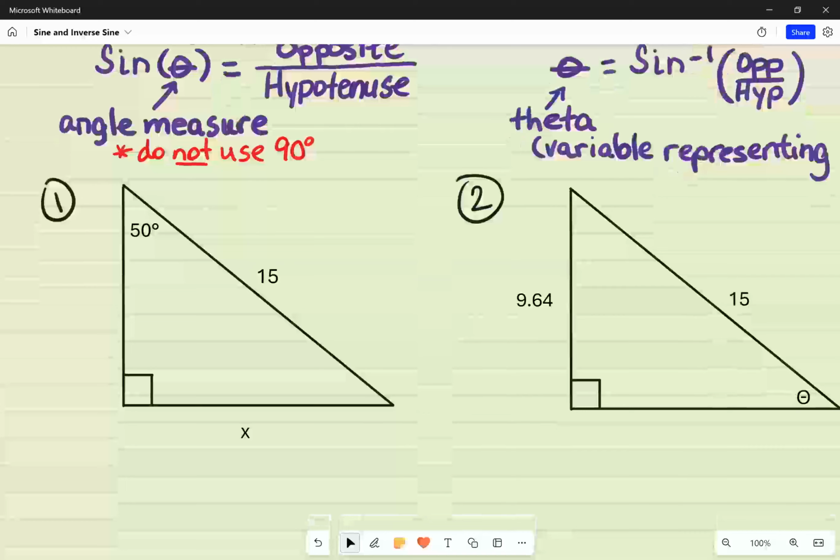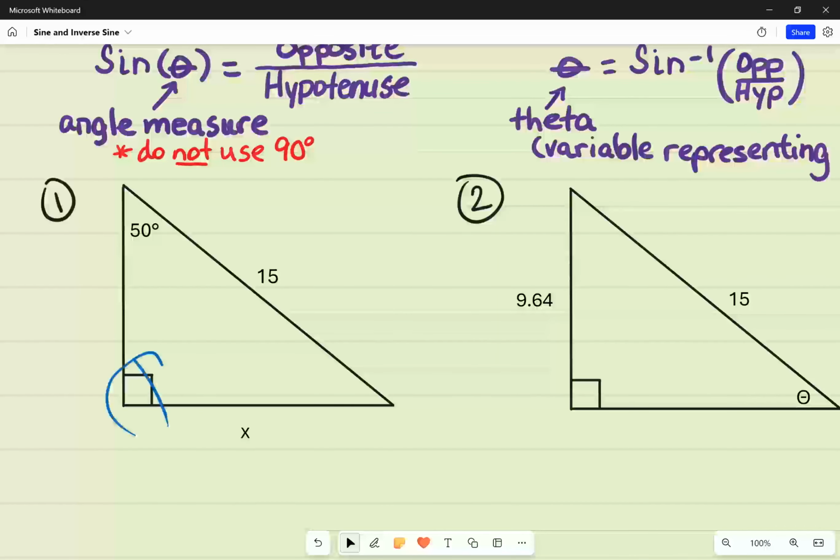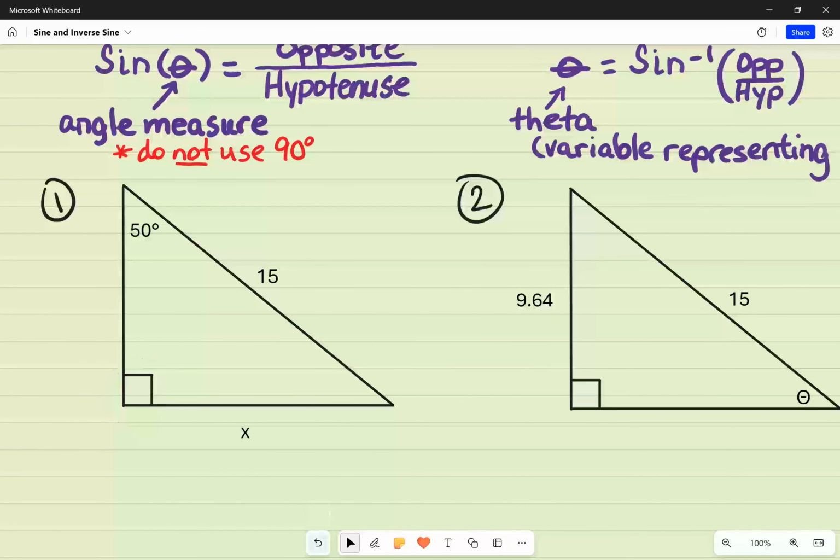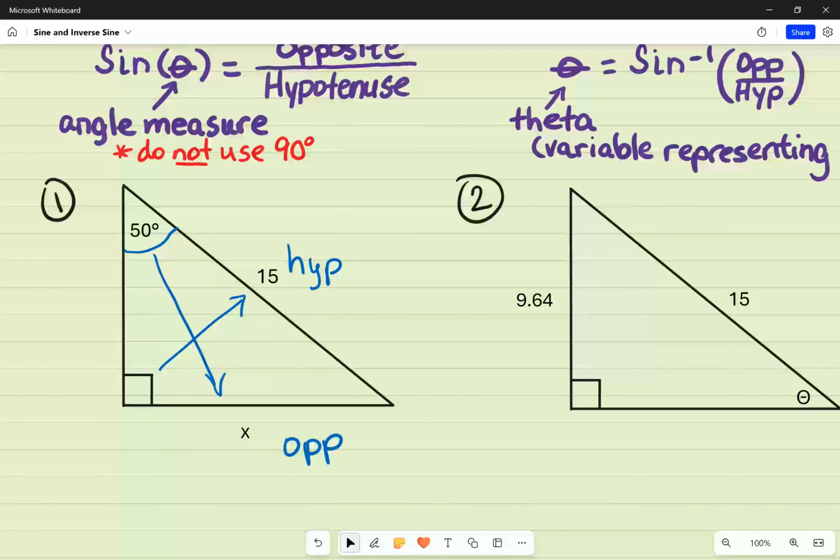Never use your 90-degree angle. You're only going to use the angle that's given. In this case, we were given angle 50. So what I want to do is find the side that is across from it and label that as opposite. We already know that the side across from your right angle is your hypotenuse. So now I have enough information to use the formula above.